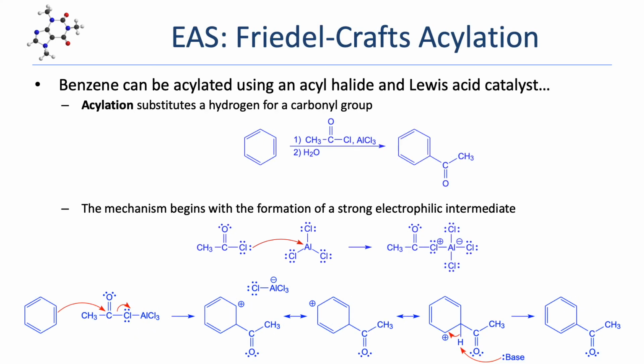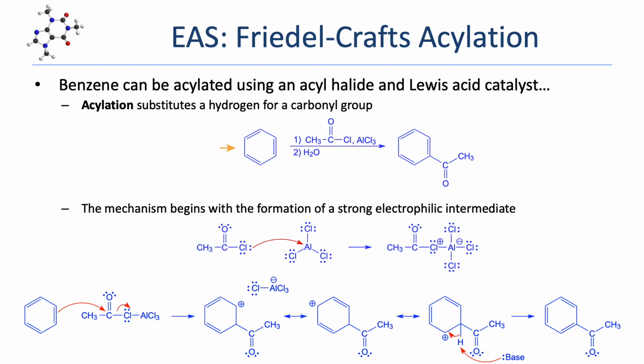The last EAS reaction we'll look at is the Friedel-Crafts acylation, which substitutes a hydrogen on benzene for a carbonyl group, typically forming a ketone. As you can see from the example, the reaction requires an acyl halide and the same aluminum chloride catalyst we saw with the Friedel-Crafts alkylation.